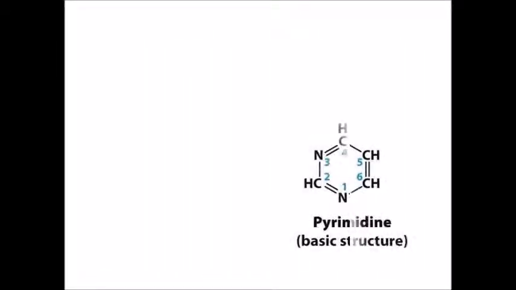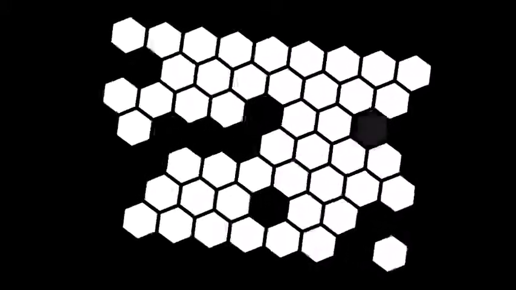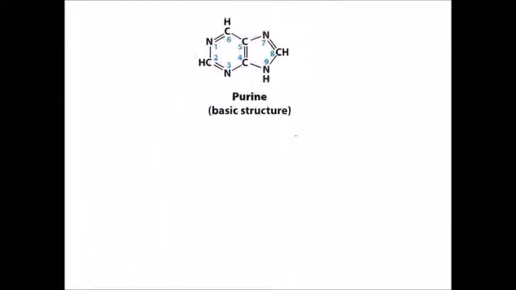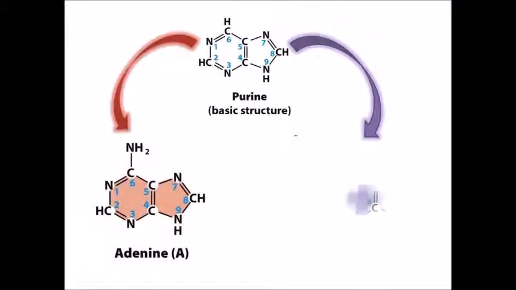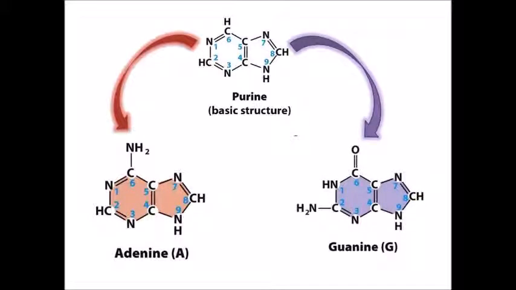Bases are divided into 2 groups, which are pyrimidine and purine. Purine is a 2-membered ring, consisting of adenine and guanine. As you can see, guanine is bonded to the oxygen at carbon number 6 of the 2-membered rings, while adenine is bonded to the amine.